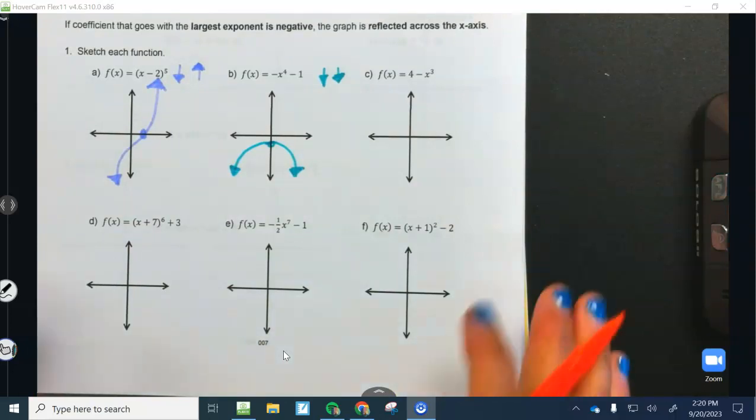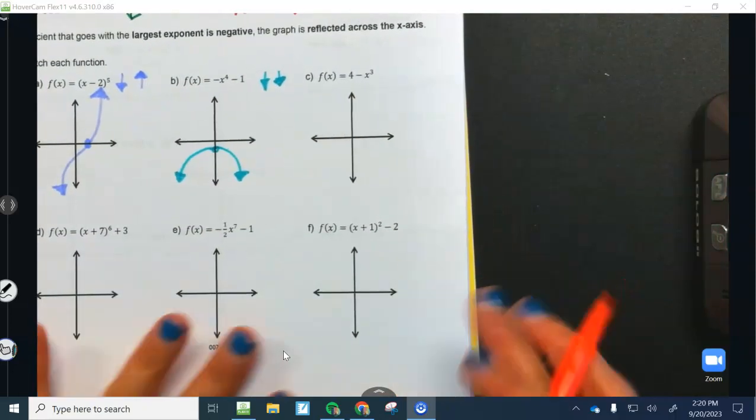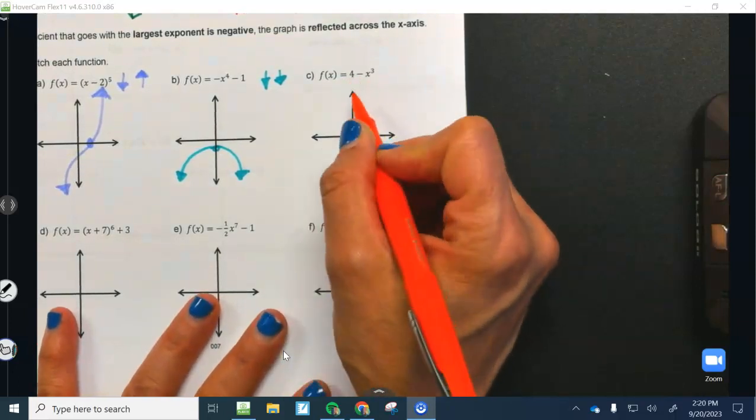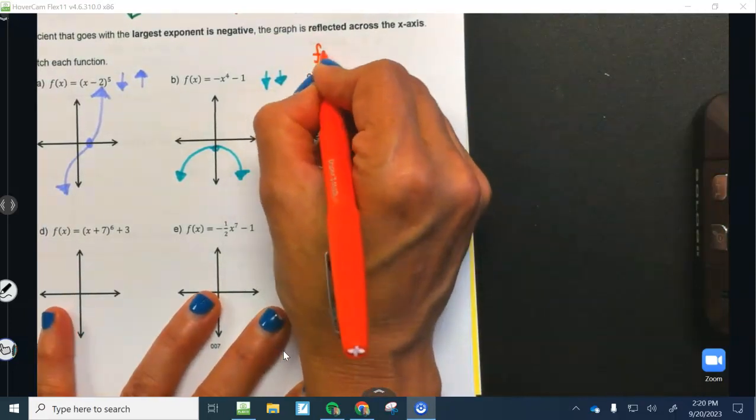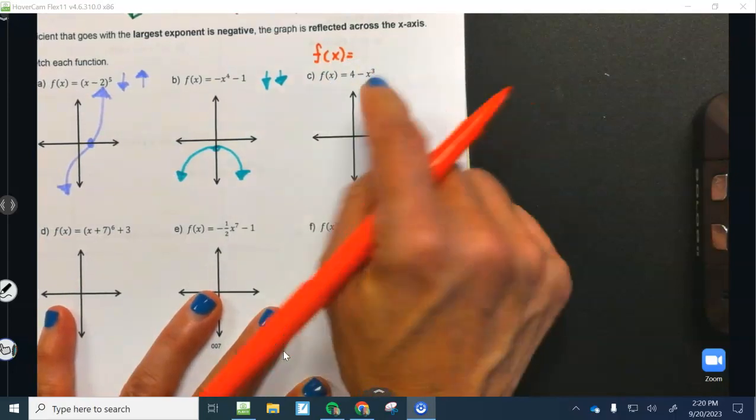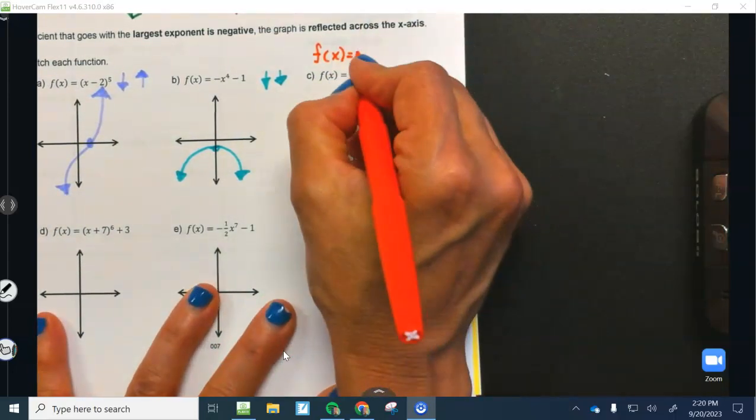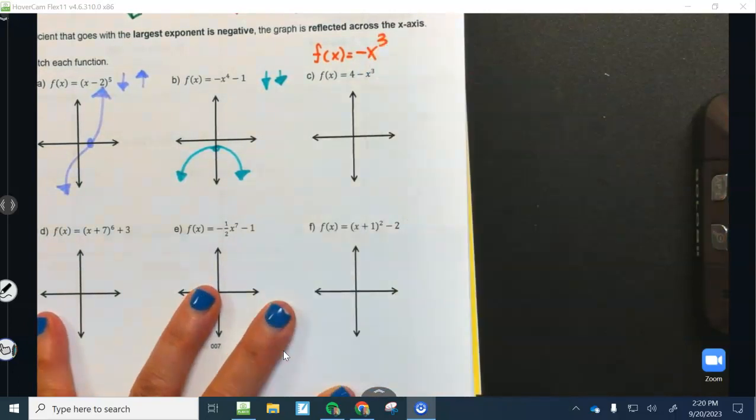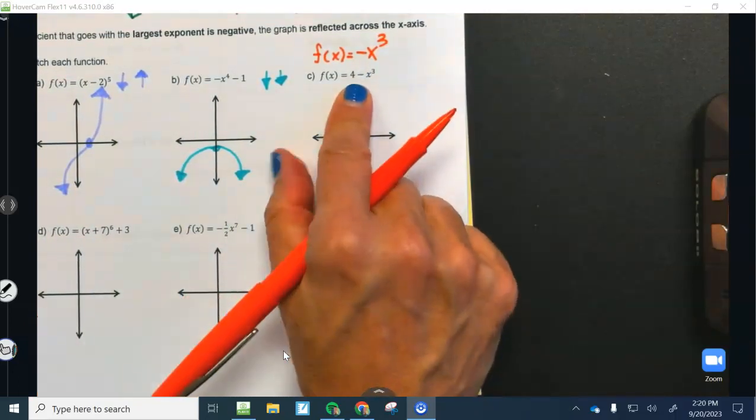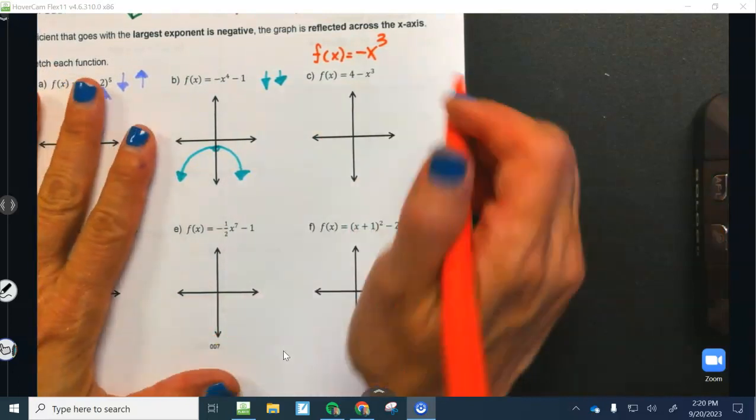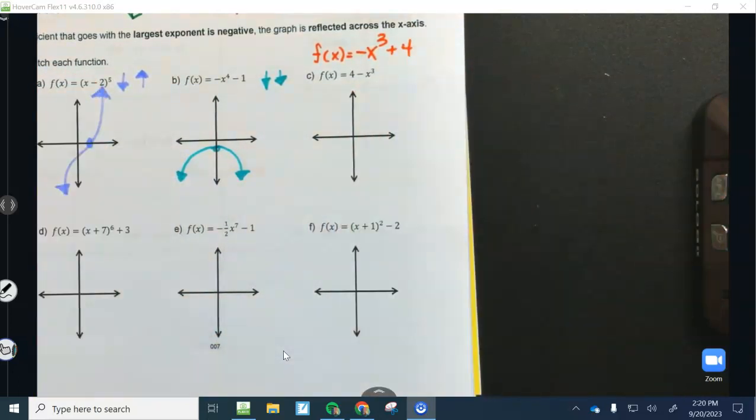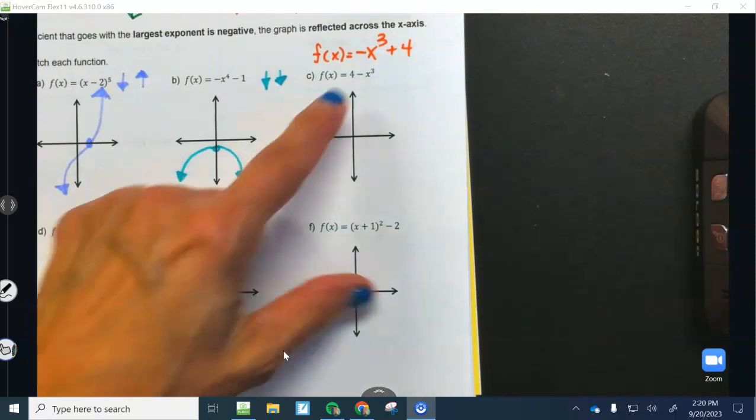Let's look at letter C. Ooh, you are not falling for this trickery. You are not falling for this teacher gotcha. You know to rewrite this in the correct order. Let's go ahead and write negative x to the third first. Then we have a 4. Remember that 4 is positive, so let's write plus 4. There we go. Now we can easily see the shape of this graph.